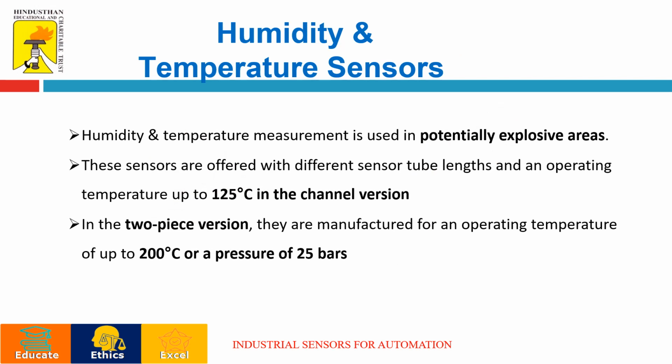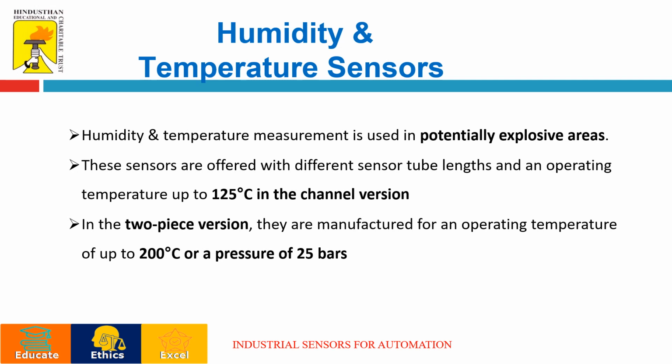Humidity and temperature sensors are mainly used in potentially explosive areas, where the temperatures are higher and where the stability tends to go towards non-linear conditions, so we need to measure the temperature. For example, in boilers, in thermal power plants, and in any process where the temperature needs to be monitored and controlled, the temperature sensor should be used.